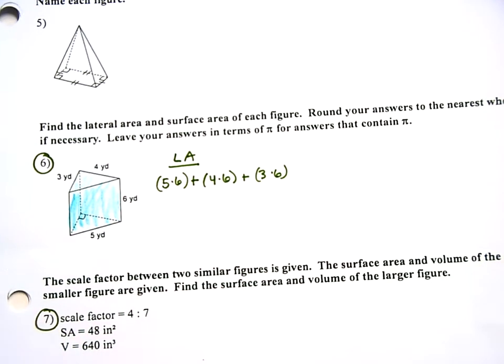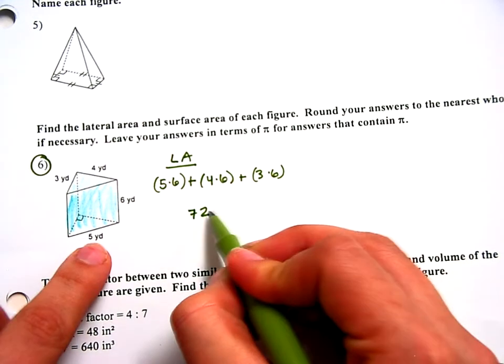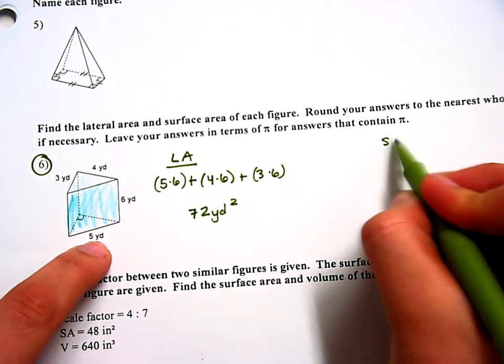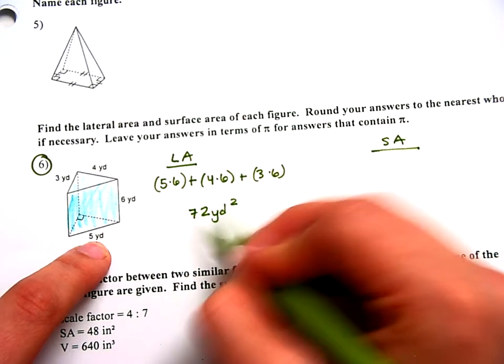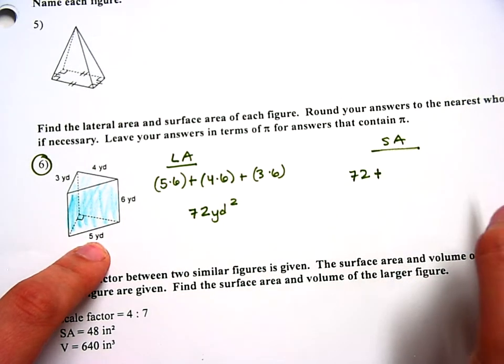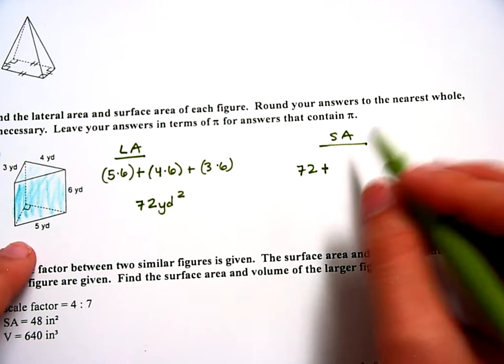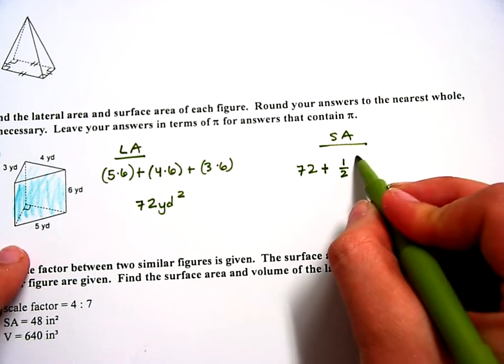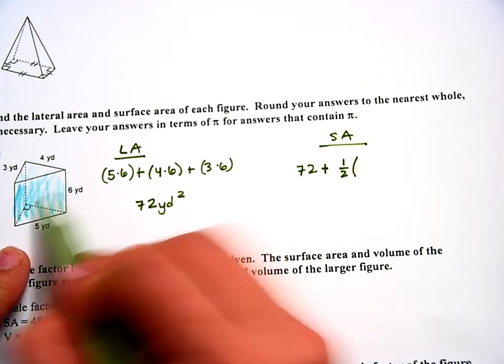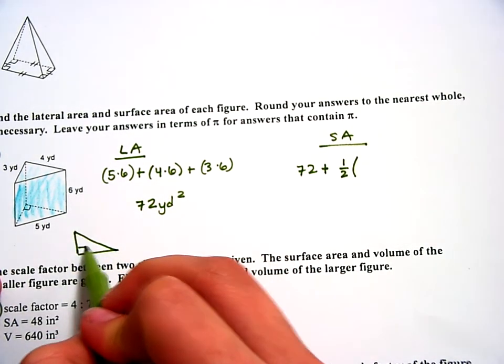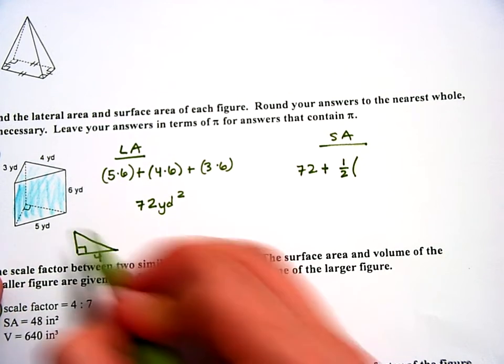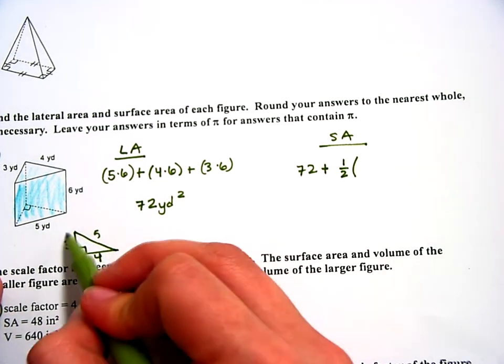Okay, so just adding these together will give us our lateral area. So let's do this in our calculator real quick. We've got 30 plus 24 plus 18, and that gives us 72, and we've got yards squared. Okay, so our surface area, we need to take our lateral area, 72, and we're going to add our 2 bases. Our bases are triangles. So we've got 1/2 and then base times height. This is a right triangle, so if I draw it like this, our base is this length right here, and our height is this length right here. So this is base and height.